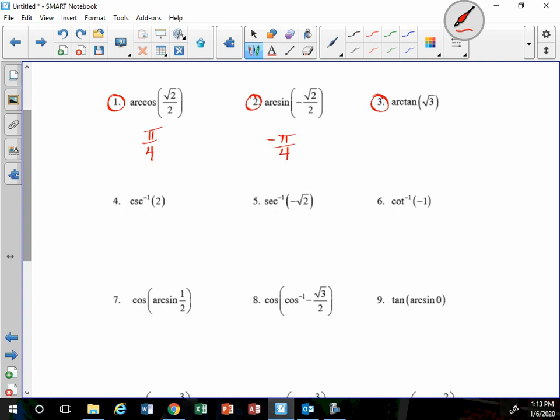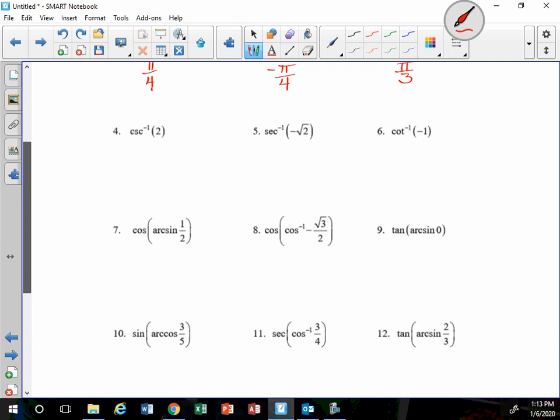And then arctan root 3? Pi over 3, yes. You guys not know your shortcuts yet? Remember, tangent of anything over 6 is root 3 over 3. Tangent of anything over 3 is root 3. Okay, let's do 4 together. I know we're running out of time, guys.